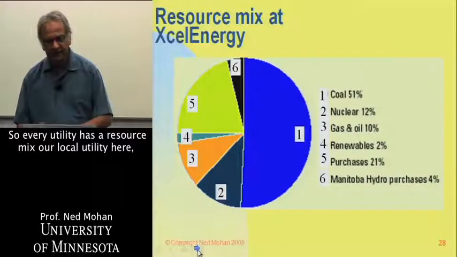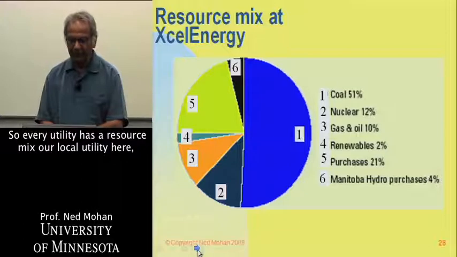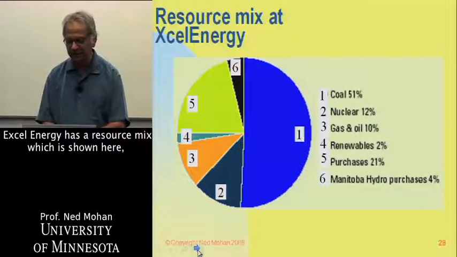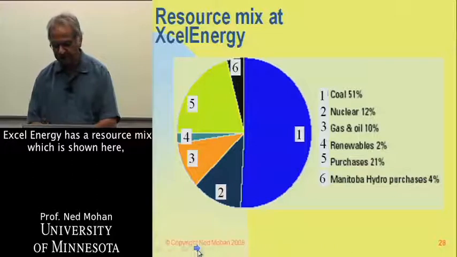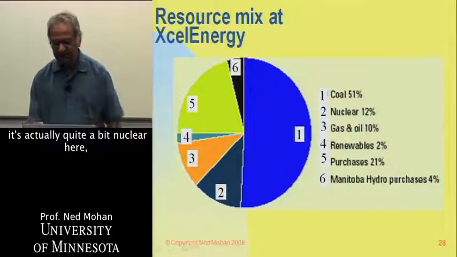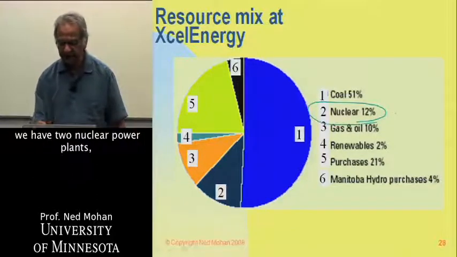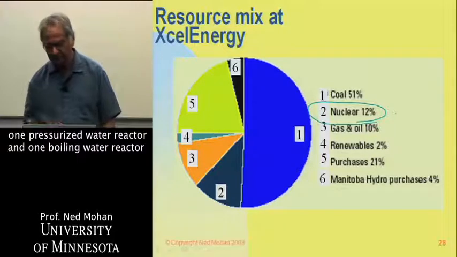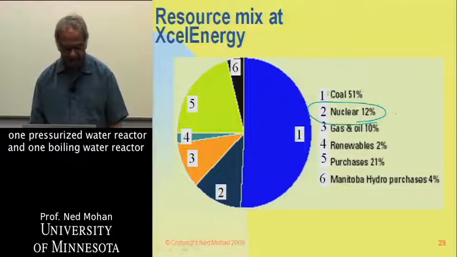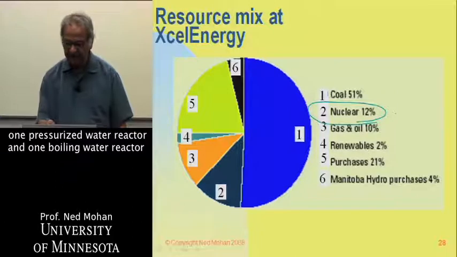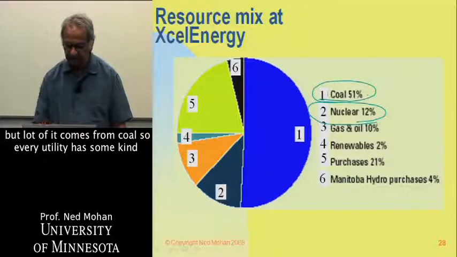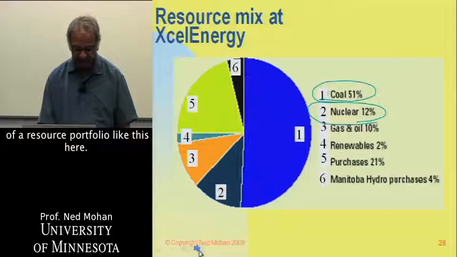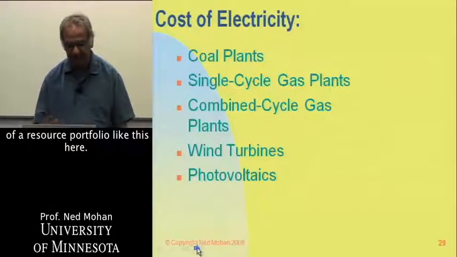So every utility has a resource mix. Our local utility here, Xcel Energy, has a resource mix which is shown here. It's actually quite a bit nuclear. We have two nuclear power plants, one pressurized water reactor and one boiling water reactor, but a lot of it comes from coal. So every utility has some kind of a resource portfolio like this.